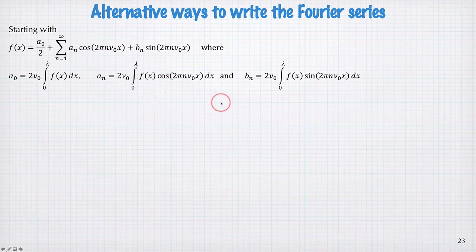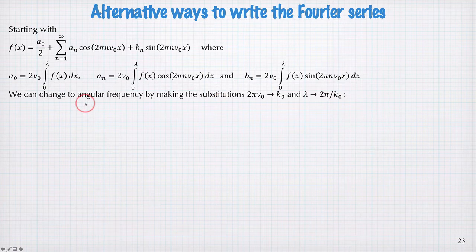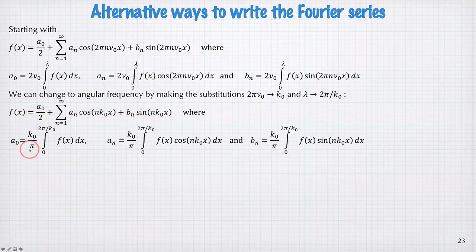Okay, one change we can make is to change everything to angular frequency. So we get rid of nu naught and change it to k, and we get rid of lambda and change that to k as well. And if we do that, we get a Fourier series that looks like this. So now we have the A_n's and B_n's given by this equation here, and we've just eliminated basically the lambdas and nu naughts and just changed it all to this spatial frequency k naught.